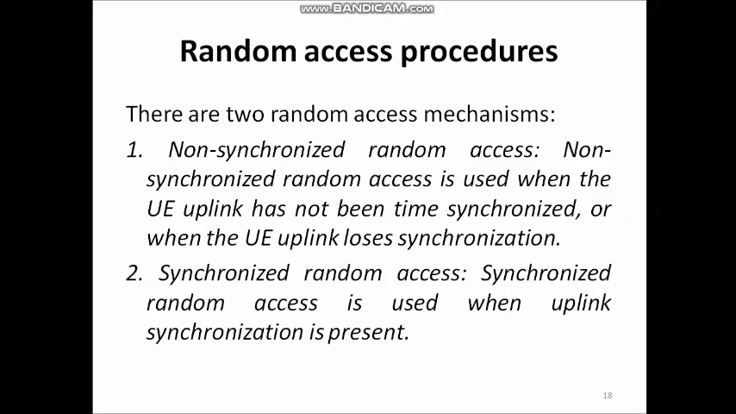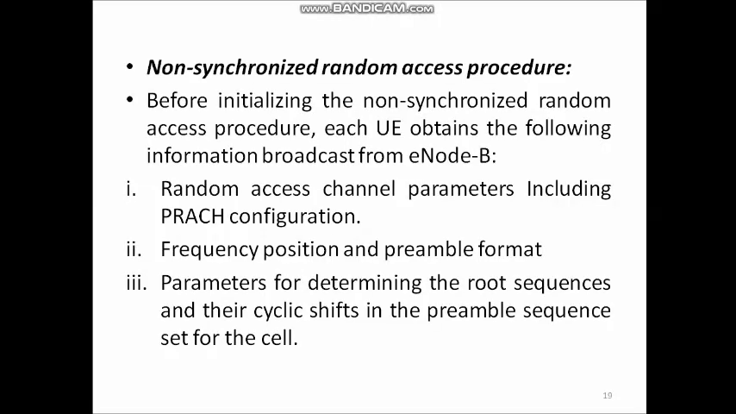And synchronized random access is used when uplink synchronization is present. So, this is used to request resources for uplink data transmission from the E node B scheduler. Now, we will discuss the non-synchronized random access procedure here. Okay, consider this non-synchronized random access procedure. This non-synchronized access allows the E node B to estimate the user equipment transmission timing and inform the user equipment about the timing correction. After achieving uplink synchronization, the user equipment may request resources for uplink transmission.